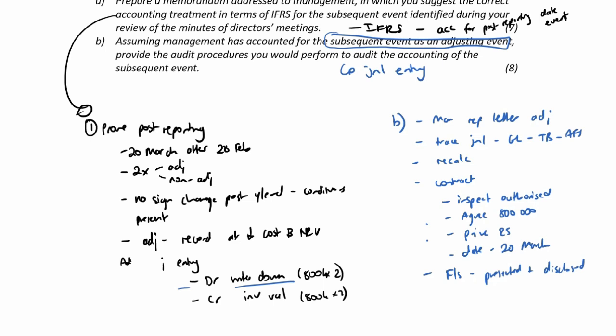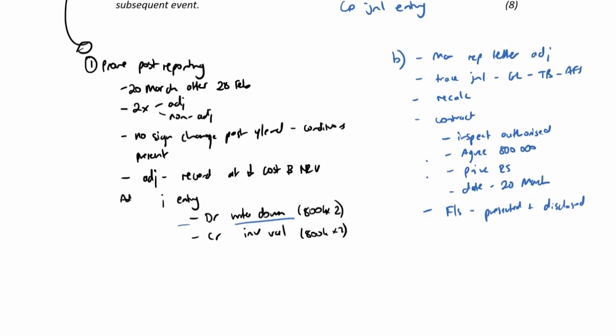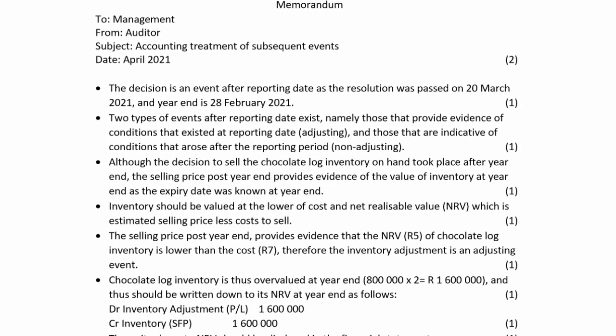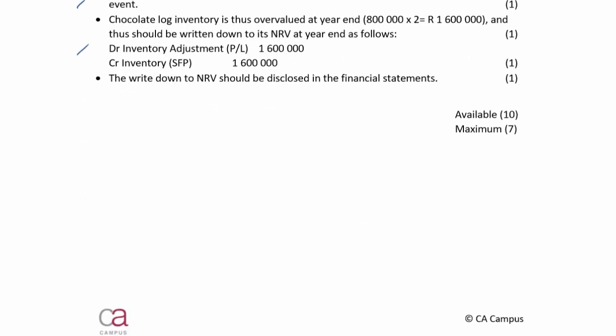Okay, so let's just quickly have a look at the solutions. For the first one, you prove that it's post-reporting, you discuss the two types, and then you can go into, there was no change, so the conditions were present. Inventory has to be measured at the lower of cost and NRV, so there has to be an adjustment to bring it to NRV. There's the entry, and just to note, it should be in the financials.